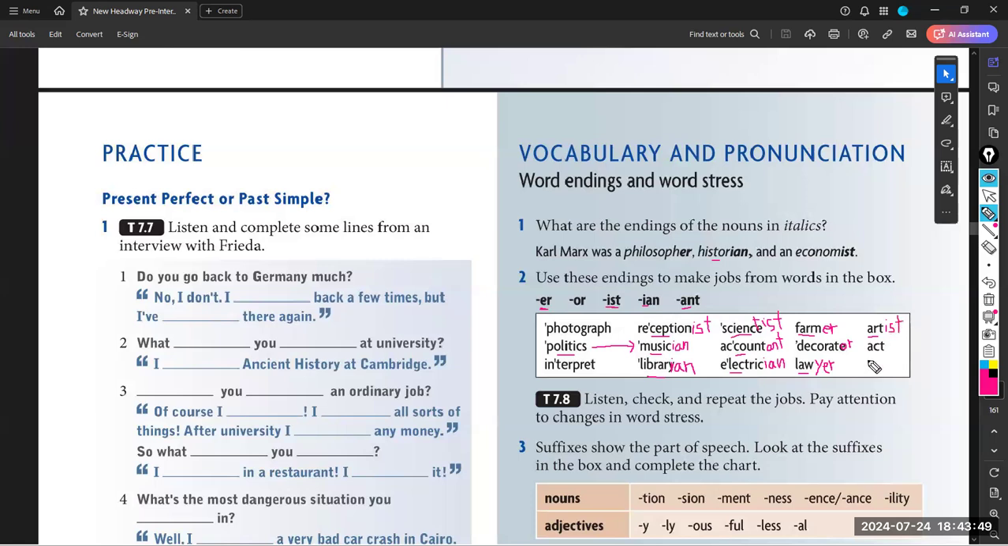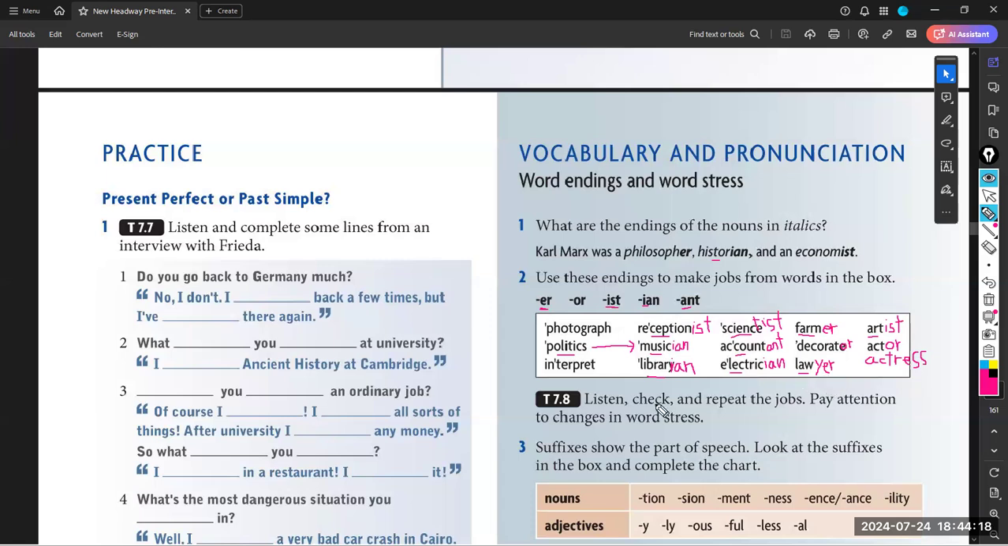Now we have act. Actor. Actor, exactly. ER or OR? OR. Bravo. Actor. Can you say actress? Yes, this is the female, thank you. Actor is the male, but actress is the female, the girl. Actress. Okay?